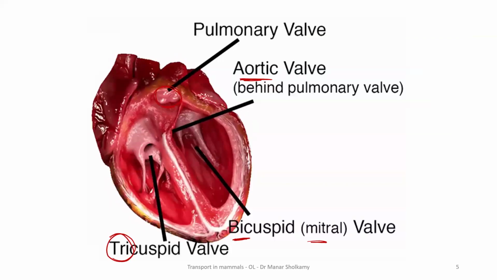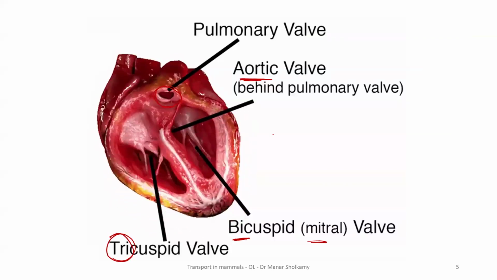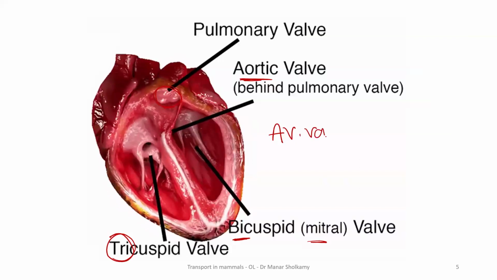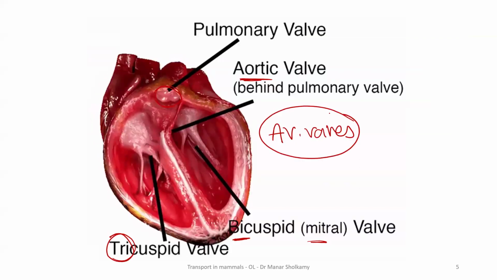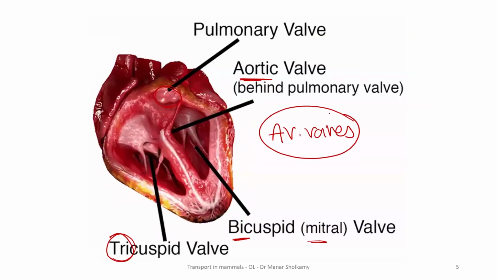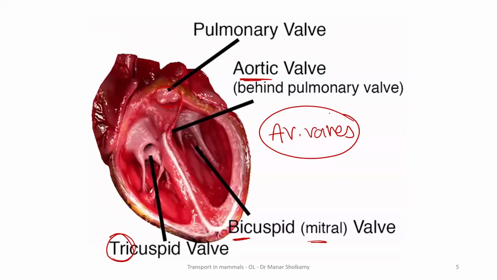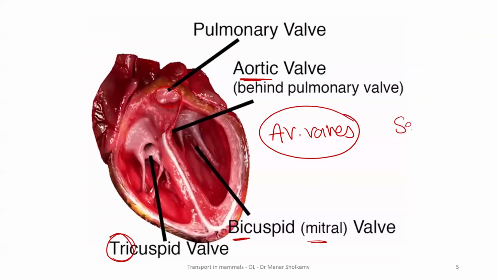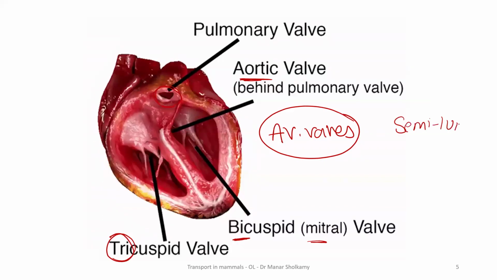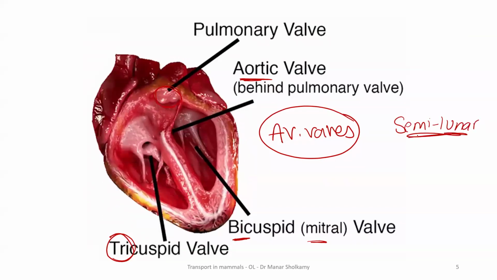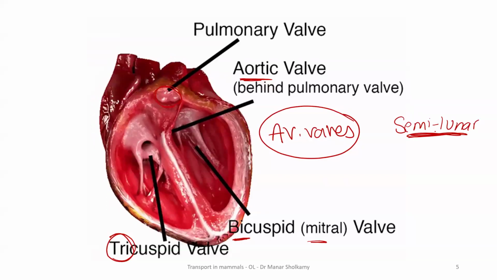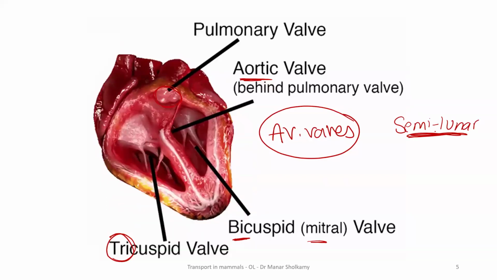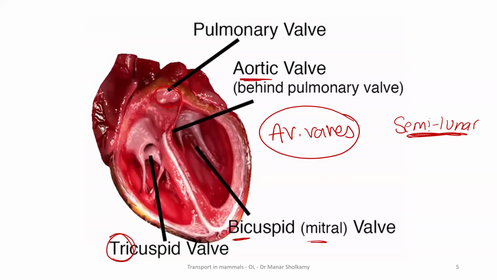These valves are divided into two types: atrioventricular valves, which are the valves that are found between the atria and the ventricles, which include the bicuspid and tricuspid, and the semi-lunar valves. These are the valves that are found below the aorta and the pulmonary artery, the aortic valve and the pulmonary valve.